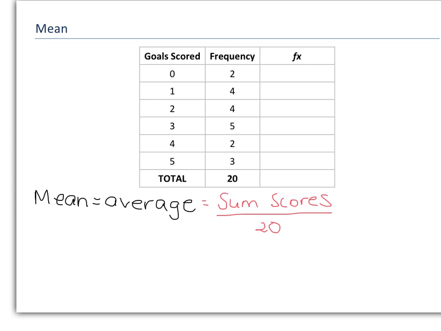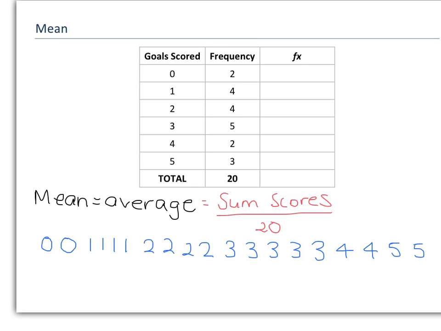But how do we add together all of the scores without writing them all out in ascending order first? If I do start to write them out in ascending order, I can see from the table I have 2 zeros, I have 4 1s, I have 4 2s, 5 3s, 2 4s, and 3 5s. And if I start to add all of those together, I'd have 0 plus 0 plus 1 plus 1 and so on.